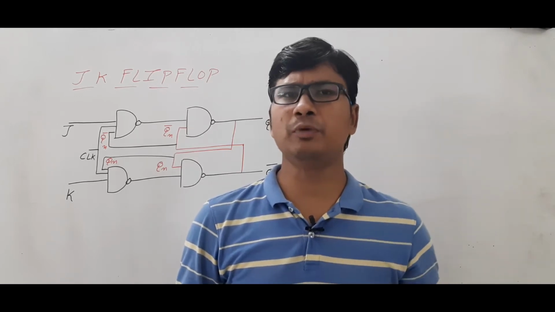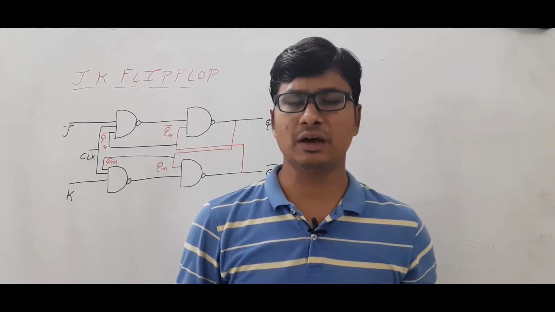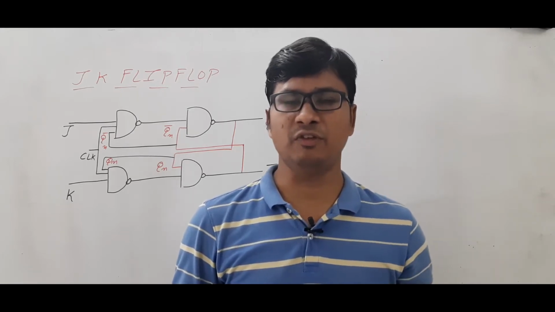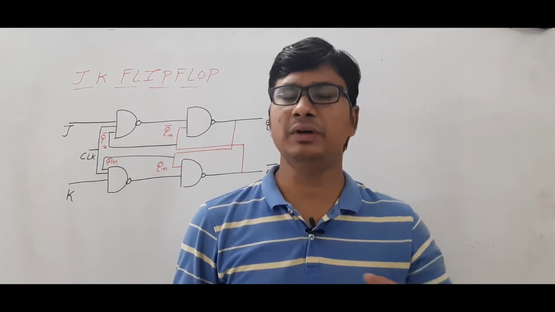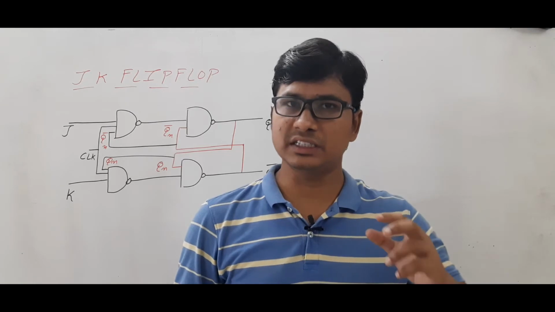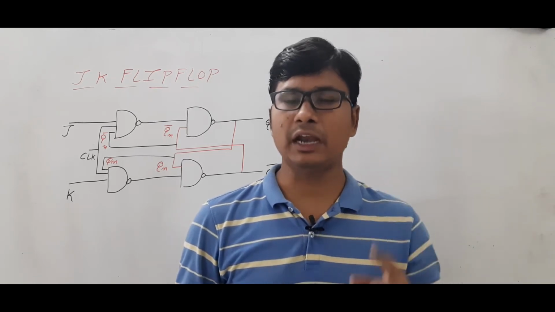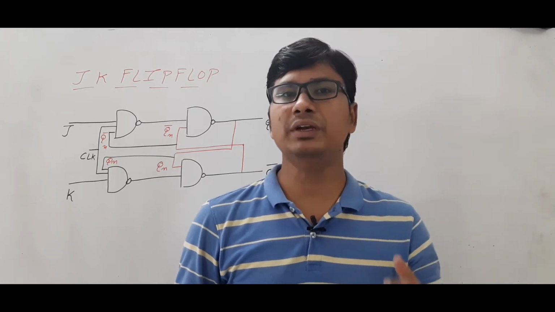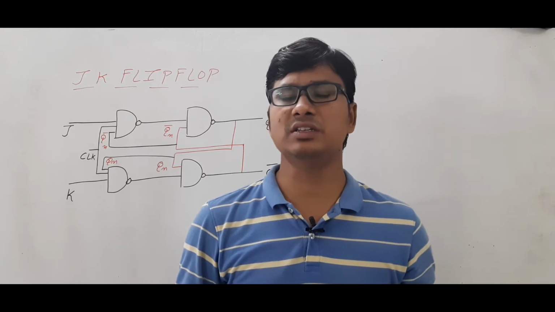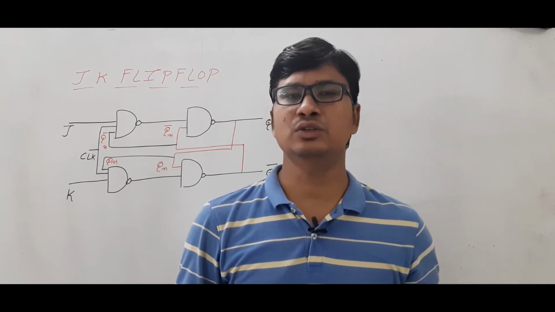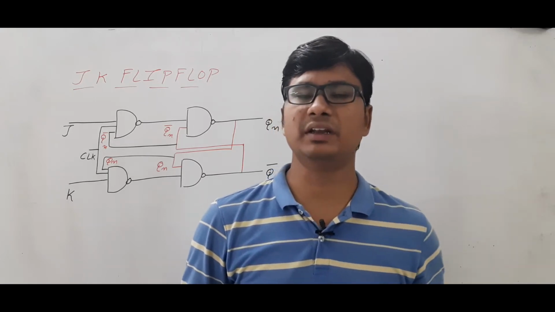To overcome the problem in the SR flip-flop, the researchers have designed the JK flip-flop. So we will discuss in this video the JK flip-flop, its characteristic table, its characteristic equation, and also the excitation table. Another important thing is how it has overcome the problem in the SR flip-flop. All these things I will discuss in detail. So I request everyone to watch the complete video for better understanding.